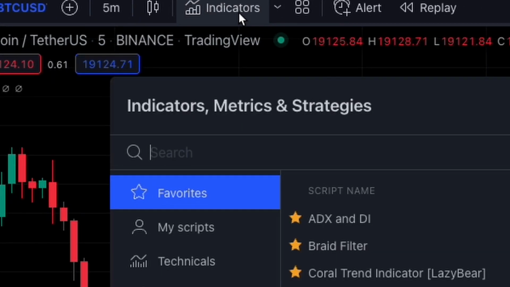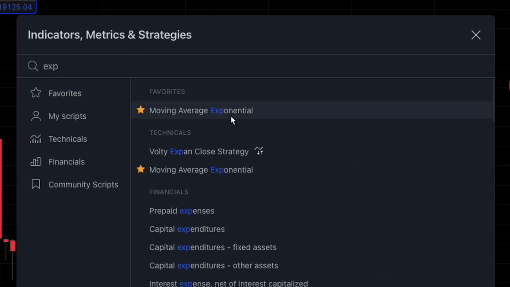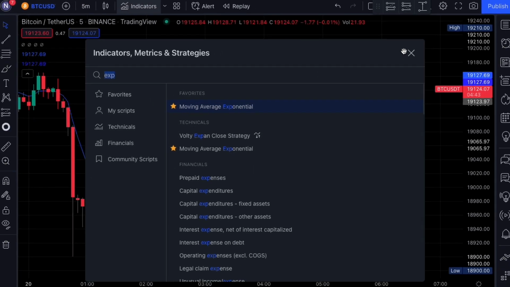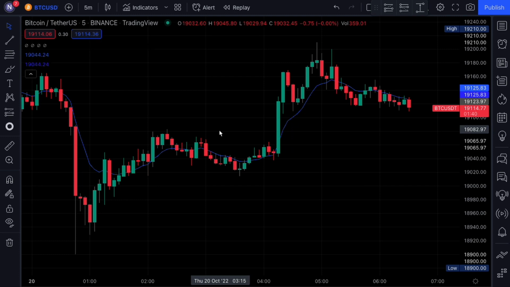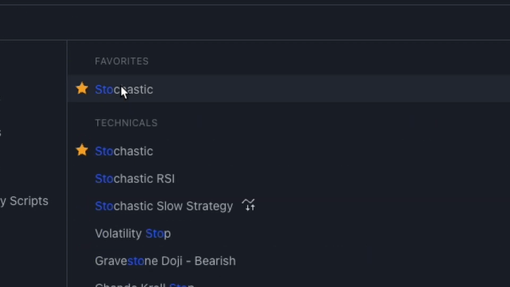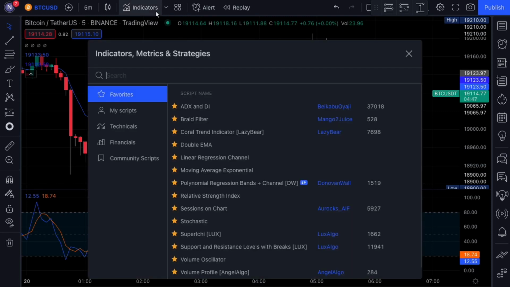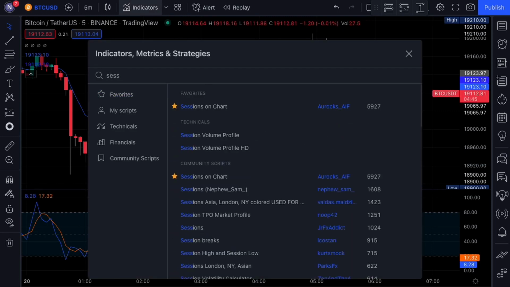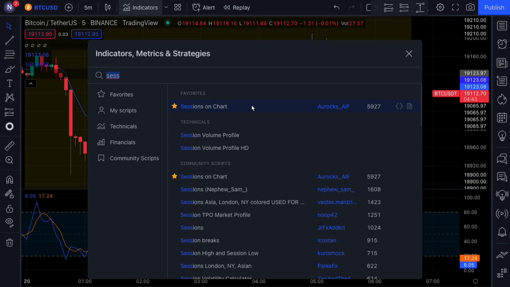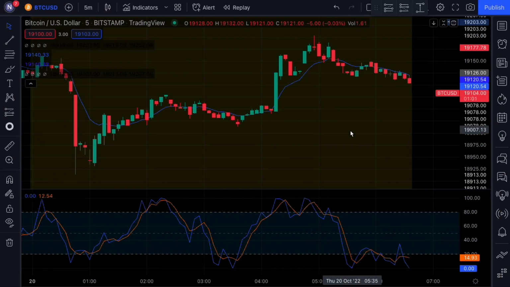Next, let's click on the indicators tab and search for the first indicator, which is called the exponential moving average. For this strategy, we need to add 2 of them to the chart, so just click on the indicator twice. And for our second indicator, let's again go to the indicator tab, but this time search for regular stochastic. Now let's install the sessions on the chart. Perfect, now we do need to change a couple of settings for these indicators, which is no problem at all.